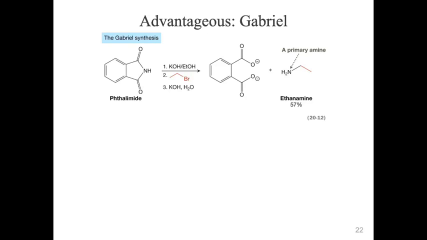Okay? We get a single nitrogen connected to our alkyl or carbon chain. We said that was nice because nitrogen as a nucleophile is super nucleophilic. The Gabriel synthesis limits that nucleophilicity because it keeps it tied up in the resonance with those carbonyls. Okay? So we can get primary amines with relatively high yields and, more importantly, relatively high purities.